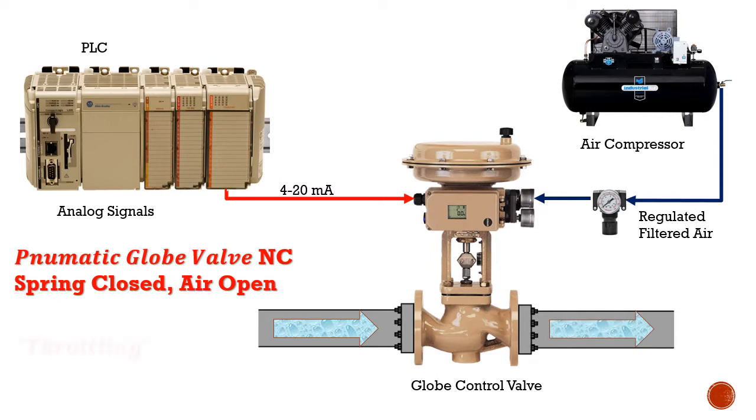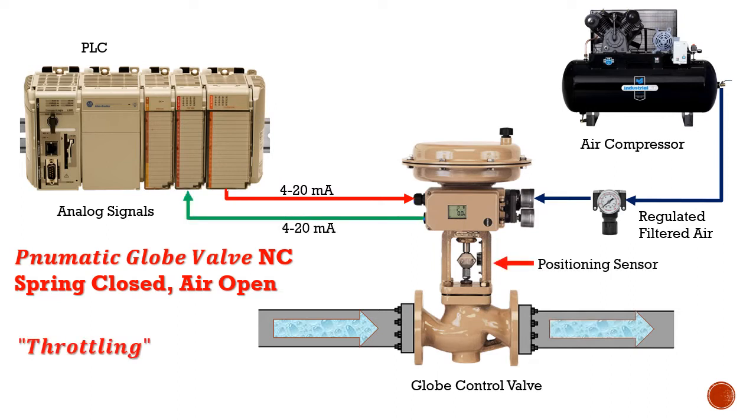The valve also has a positioning sensor on it. And the positioning sensor sends a signal back to the PLC to let it know exactly where the valve is at any given time. So we send a signal out, and then we receive a feedback loop signal so that we know exactly where the valve is.